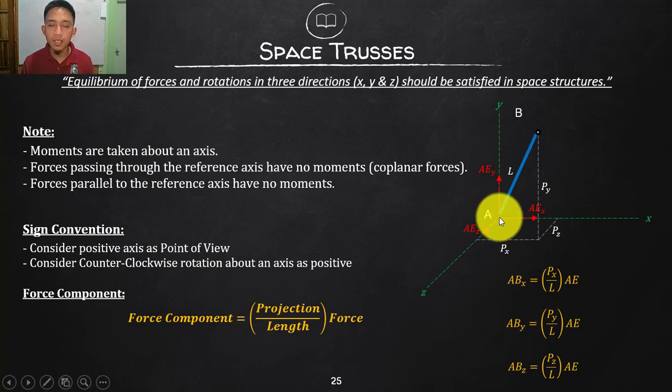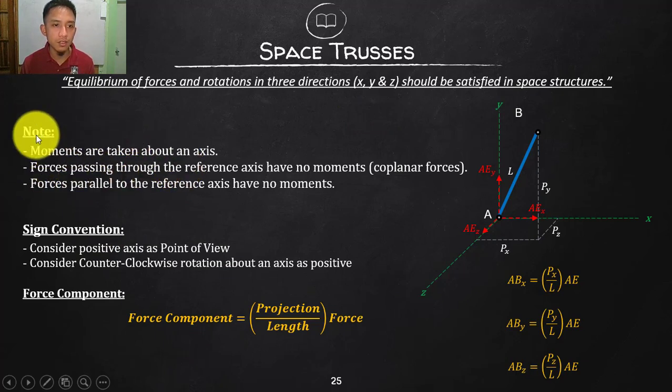So if you want to get the component of this force AB in the x direction, all you need to do is multiply that force by the ratio of the projection along x with the length. Px is the projection along x, and L is the length of the member. So all you need to do is get the fraction of that entire force AB to get the x component. Same thing with y and z: multiply the entire force by the fraction of the projection along that axis over the length. That is the force component. These are important things for us to consider, and we need to follow this one.